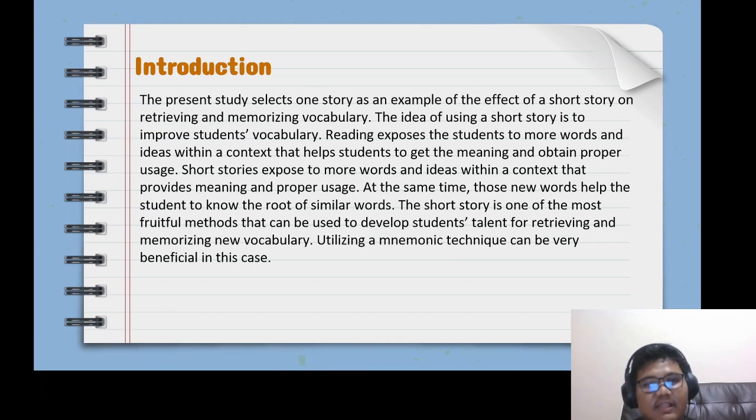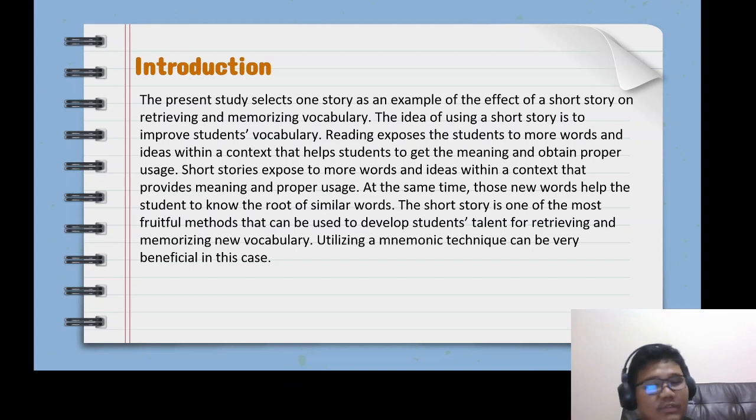The present study selects one story as an example of the effect of a short story on retrieving and memorizing vocabulary. The idea of using a short story is to improve students' vocabulary. Reading exposes the students to more words and ideas within a context that helps students to get the meaning and obtain proper usage. Short stories expose students to more words and ideas within a context that provides meaning and proper usage. At the same time, those new words help the student to know the root of similar words.